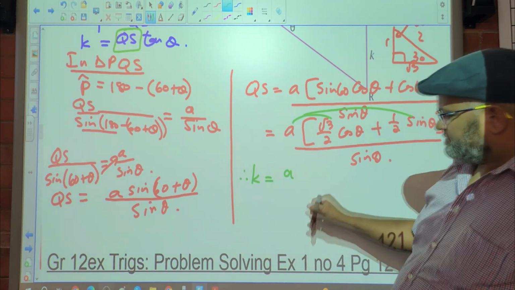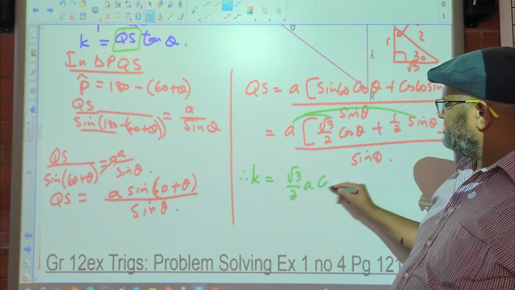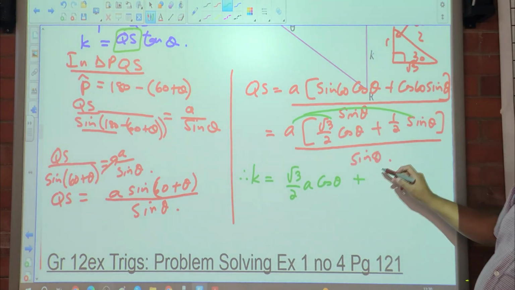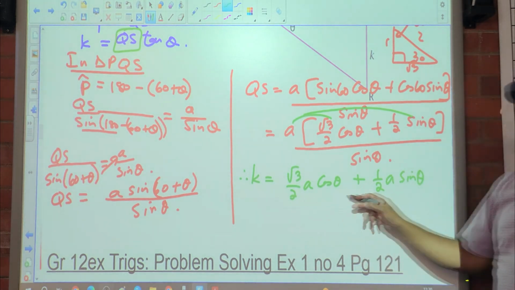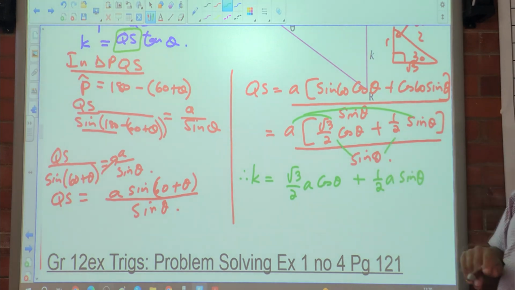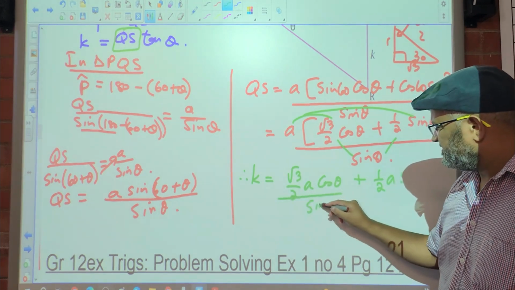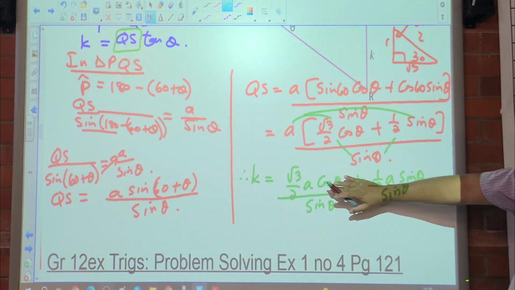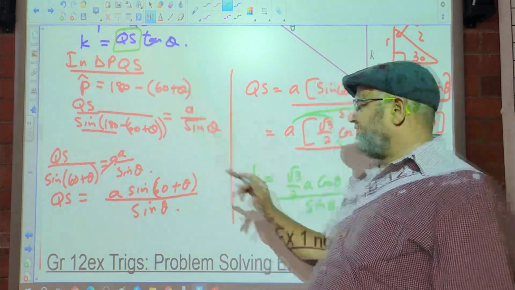A, so it's root 3 over 2 A cos theta plus 1 over 2 A sine theta, and this is all over sine theta. But what I'm going to do is put each one over its own sine theta, otherwise I must rewrite the same story again. Put each one over its own sine theta. This is all what QS is. What must happen? I must still multiply that by tan theta.